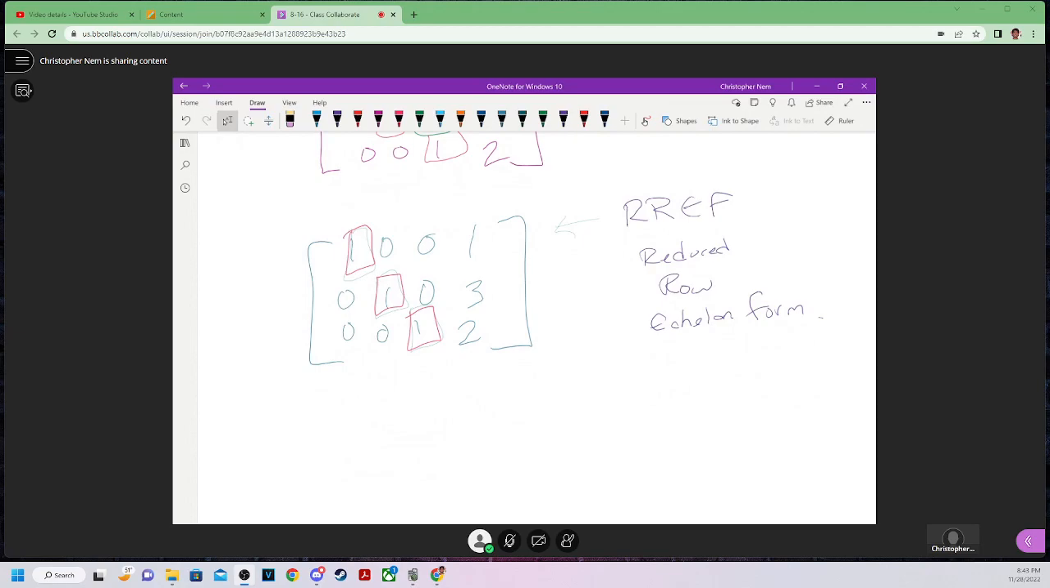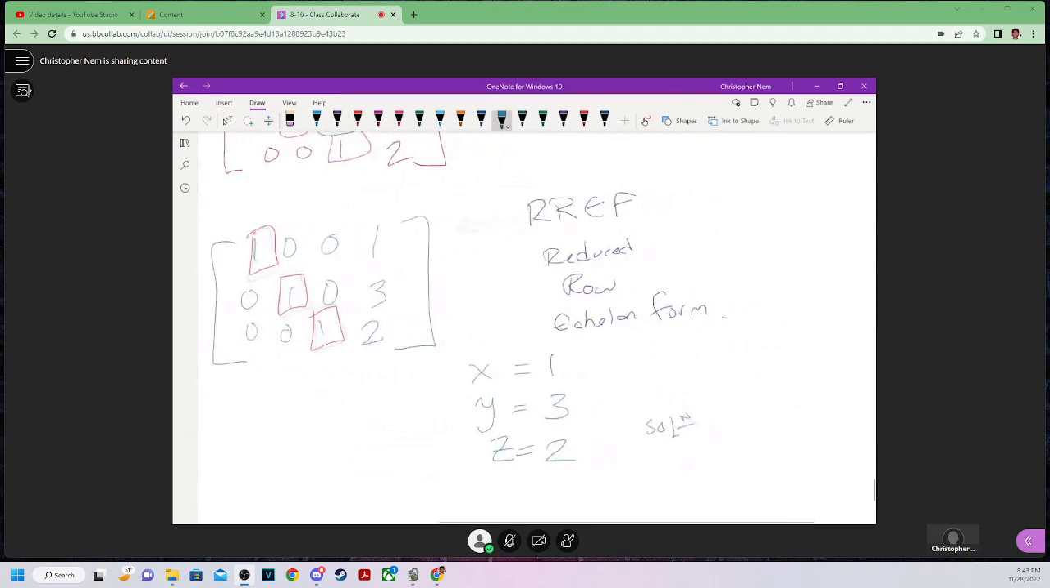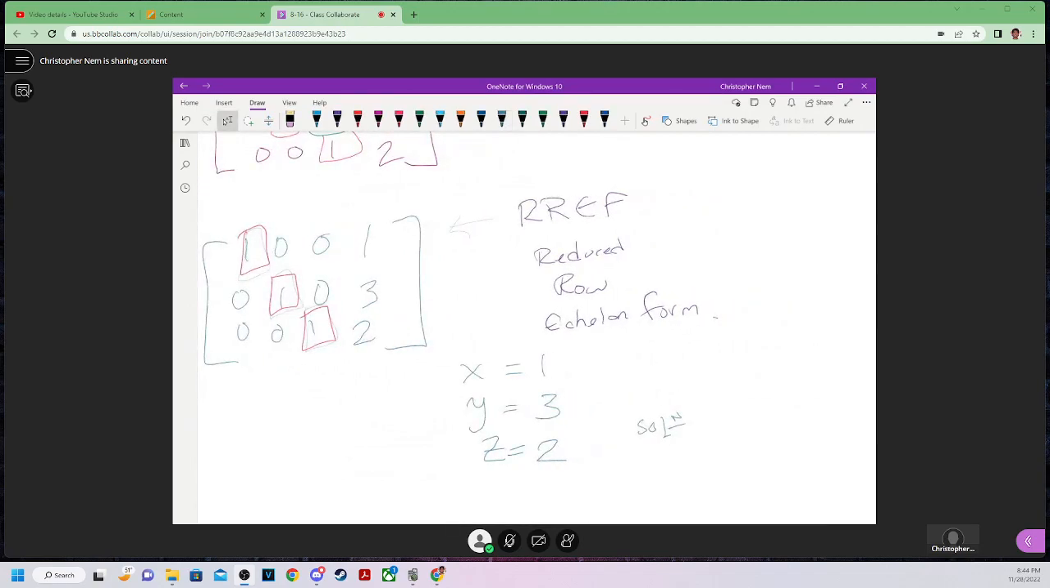So we're going to use x, y, and z. The last row, if you notice, says z is equal to 2. That's what the last row says. The second to the last row says y is equal to 3. And the first row says x is equal to 1. But did you guys notice something? This was very easy to get the solution. I didn't have to do much mathematics after I have my reduced row echelon form. The solution is 1, 3, 2. I can see that. That's literally this last column.